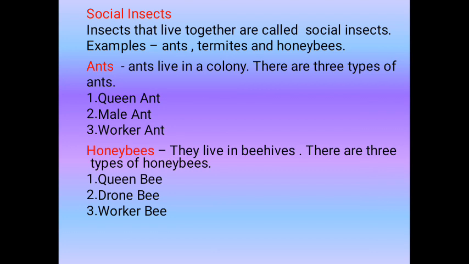Honeybees live in beehives. There are 3 types of honeybees: queen bee, drone bee, worker bee. The queen bee lives for 1 to 3 years. Its work is to lay eggs. The drone bee mates with the queen, and after mating the drone bee dies immediately. Worker bees do not lay eggs but they do most of the work. They look after the larva, secrete wax, build the honeycombs, and clean and protect the hive.